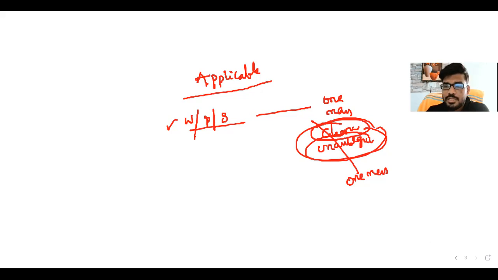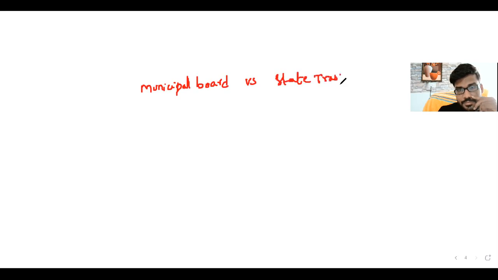Based on literal interpretation, there is one case law. What is that case law? Rule of literal interpretation: Municipal Board versus State Transport Authority.